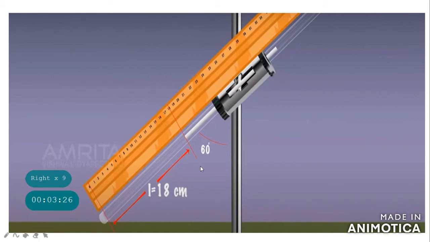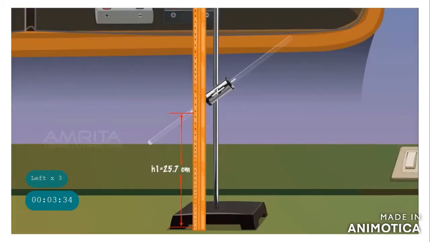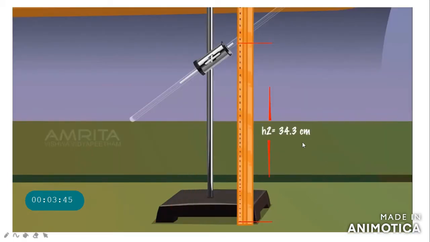First we will measure the length of the air column, which is given 18 centimeter, and it decreased by 2 centimeter than the previous one. Then we will measure the height of the mercury column from the stand. H1 is equal to 25.7 centimeter. Then we will measure H2 from the bottom of the stand to the top of the mercury column, which is here given H2 is equal to 34.3 centimeter.